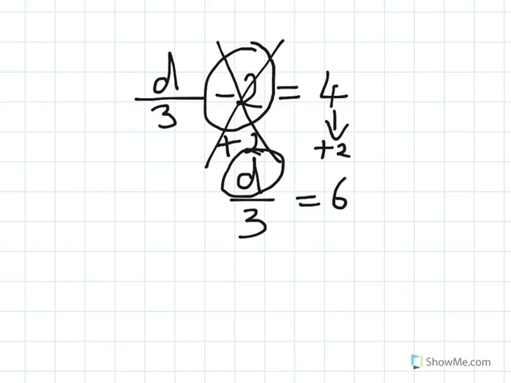So we want to go times by 3, and the 6 times by 3. Now your answer will be d equals 18.